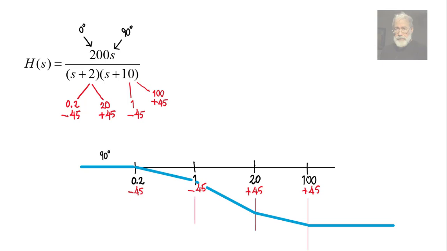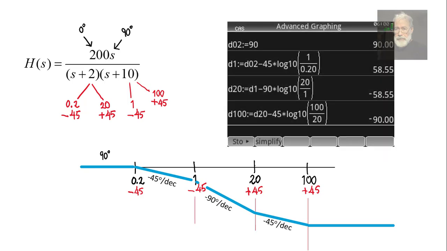Let's add the value before the first corner, which is 90. And we use a calculator to compute with the slopes negative 45, negative 90, negative 45, and 0. We find what are the values of the different corners: 90, 58.55, negative 58.55, and negative 90 degrees. And that is the approximate plot.